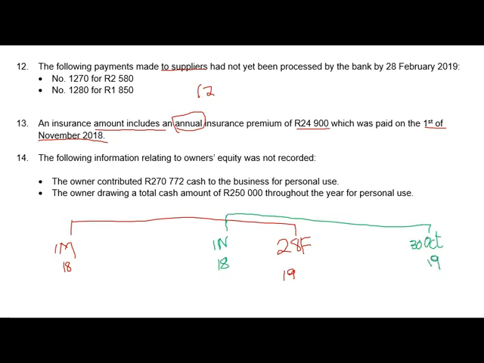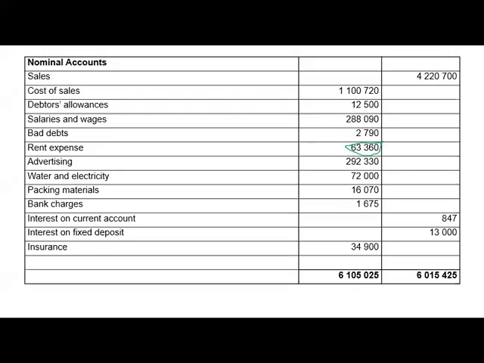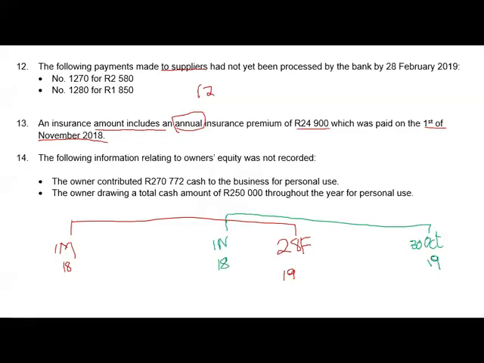It was included in this insurance expense here. So that 24,900 is in there. There's nothing wrong with including it as our expense. But the problem is part of that 24,900 falls here, outside our financial year. And any expense that falls outside our financial year is basically not an expense. We need to deduct it.